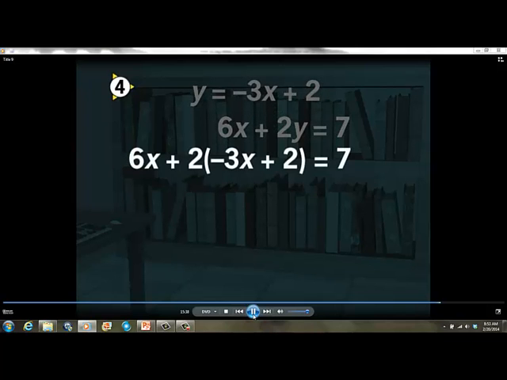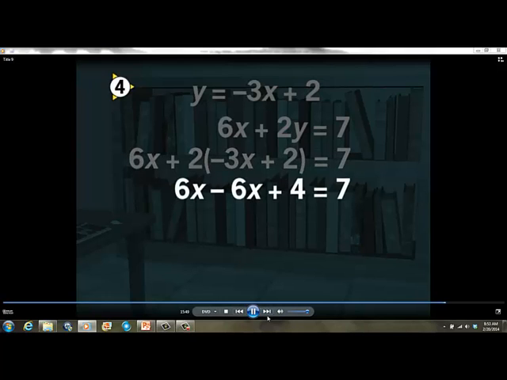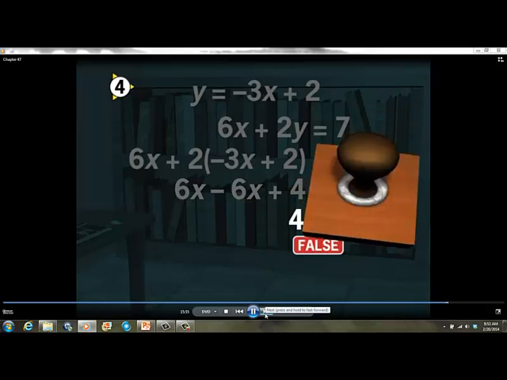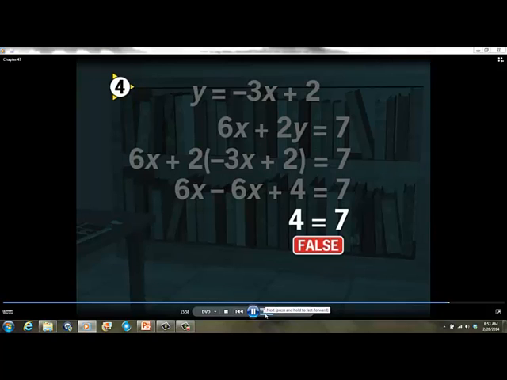Now substitute the expression negative 3x plus 2 into the second equation. Use the distributive property to simplify the left side to 6x minus 6x plus 4. Since the equation becomes 4 equals 7, which is false, the system of linear equations has no solution.